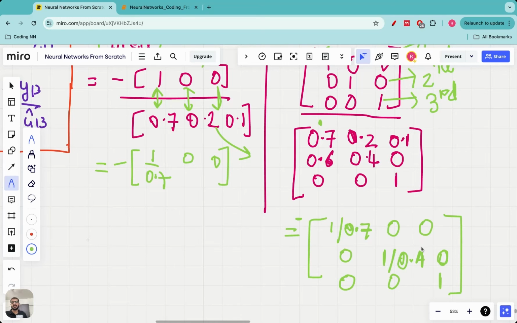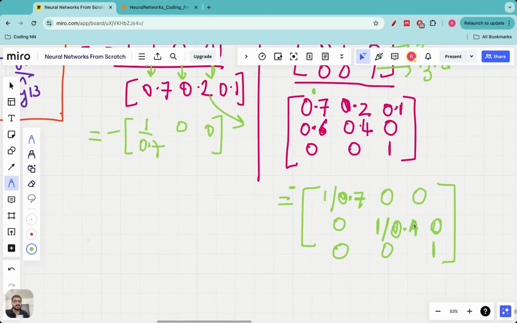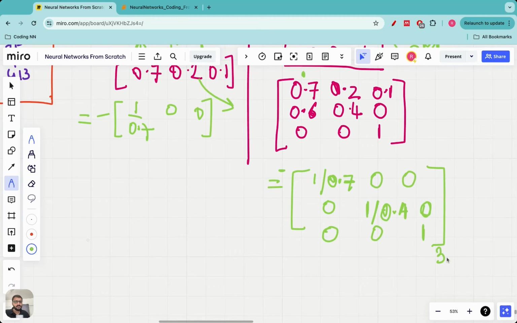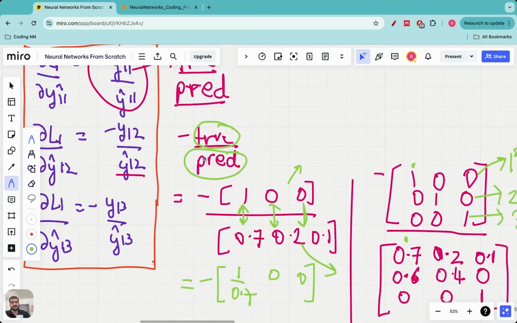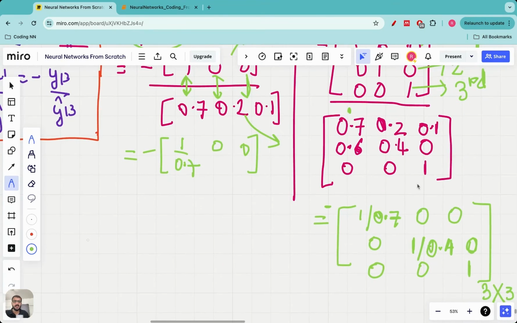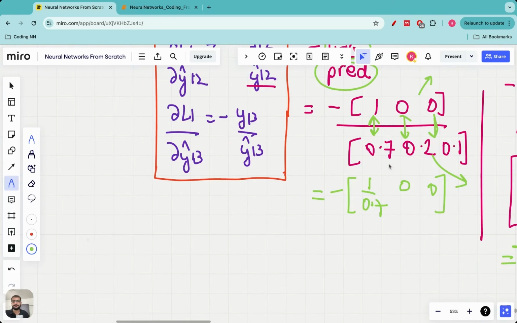So these will be the derivatives. Remember that this is a 3 by 3 matrix, so it has 3 rows and 3 columns. The first row represents the partial derivative of the loss with respect to the first input data. The second row represents the partial derivative of the loss with respect to the second input data. And the third row represents the partial derivative of the loss with respect to the third input data. So this negative of true versus prediction, what I showed you, can even be extended for a batch of input data, as we just saw in these calculations.